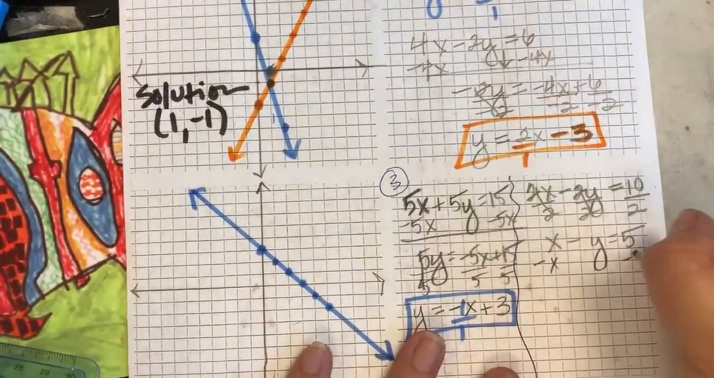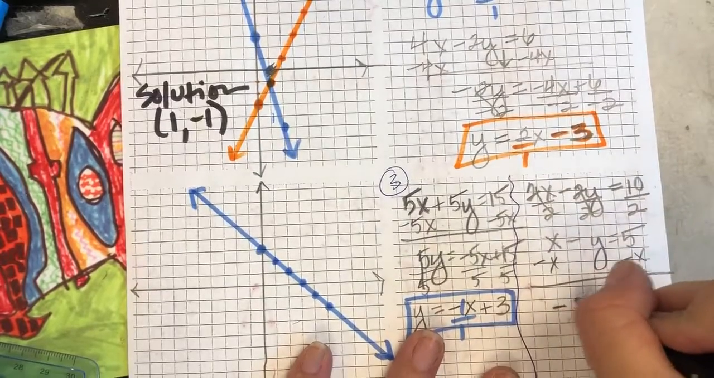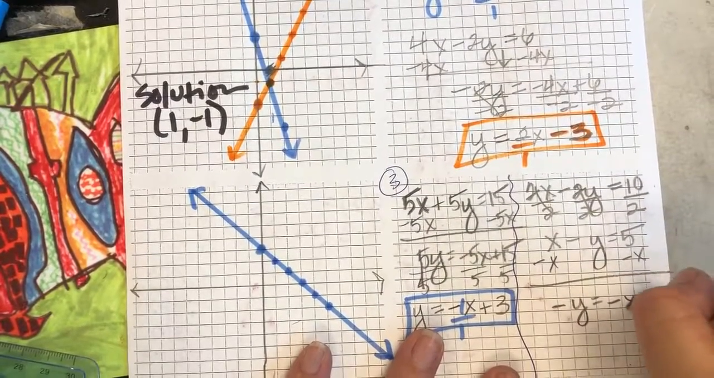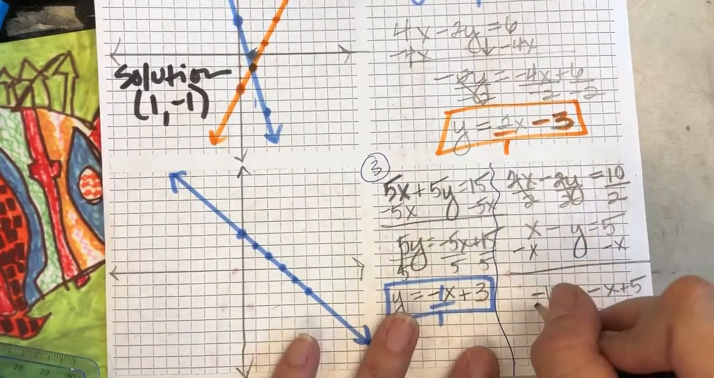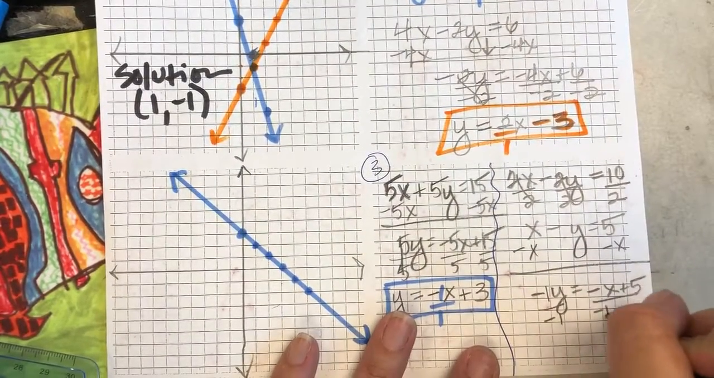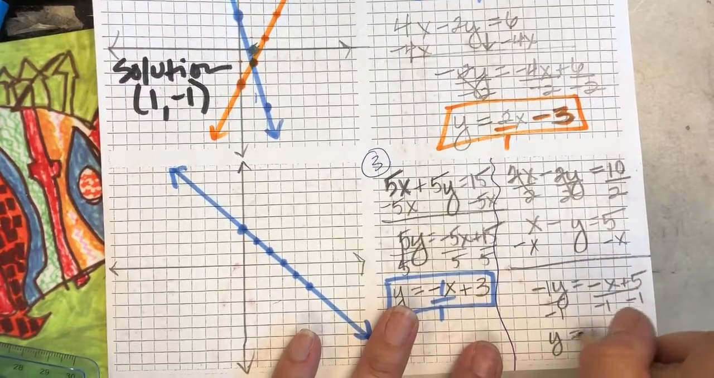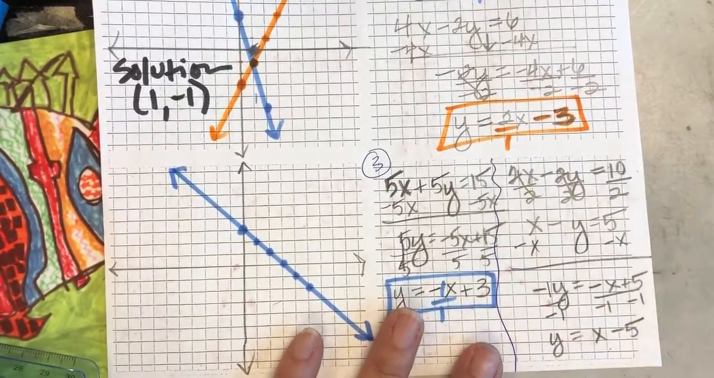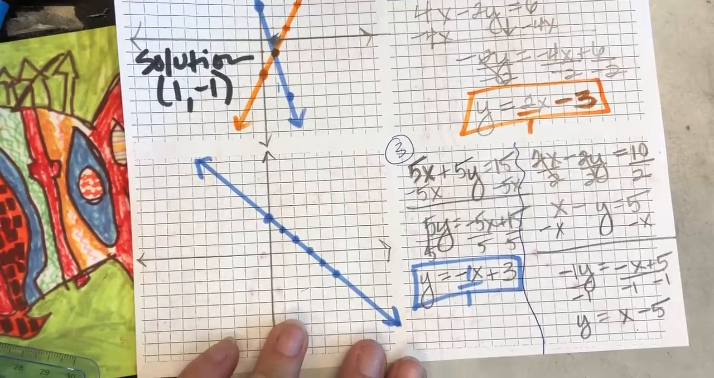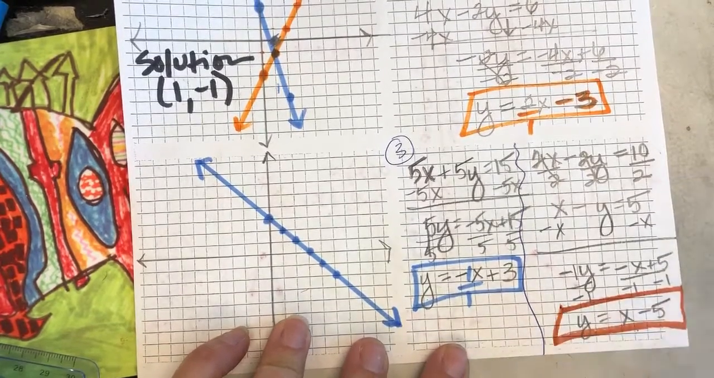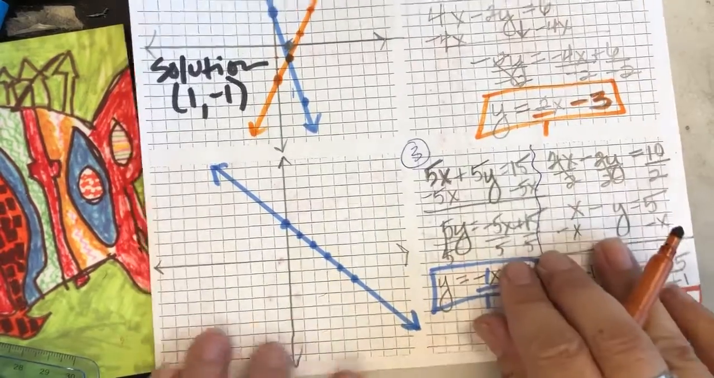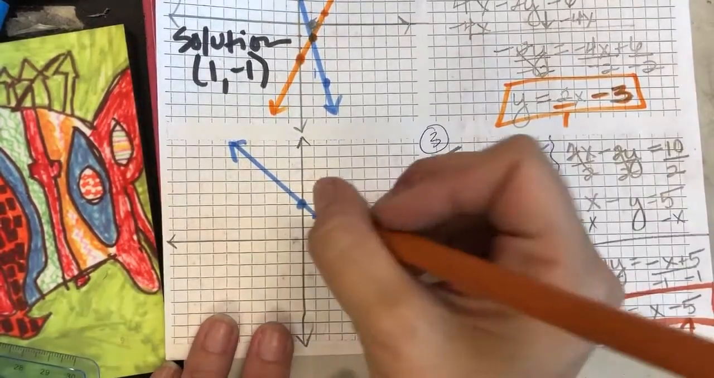If I take x away from both sides, I'm left with the opposite of y equals the opposite of x plus 5. That's like a negative 1 here. Let me divide by negative 1 all the way through. Y equals x minus 5. Now, if you had done it a different way, you still would have landed there. Did you still get y equals x minus 5? Now you just saw another little way.